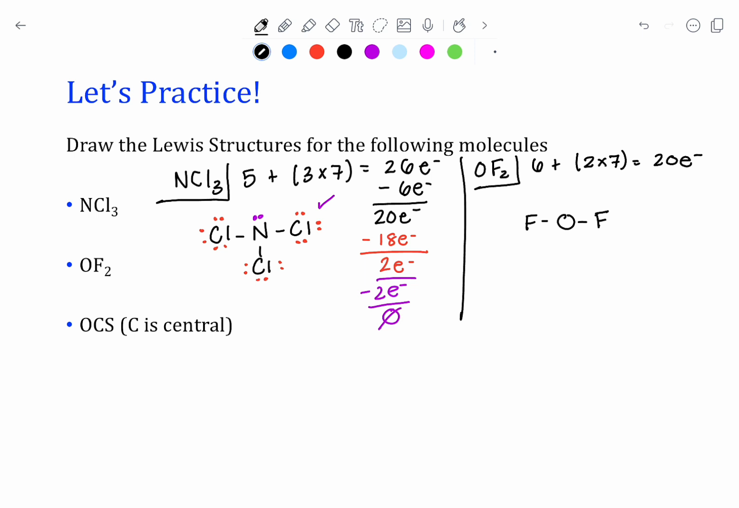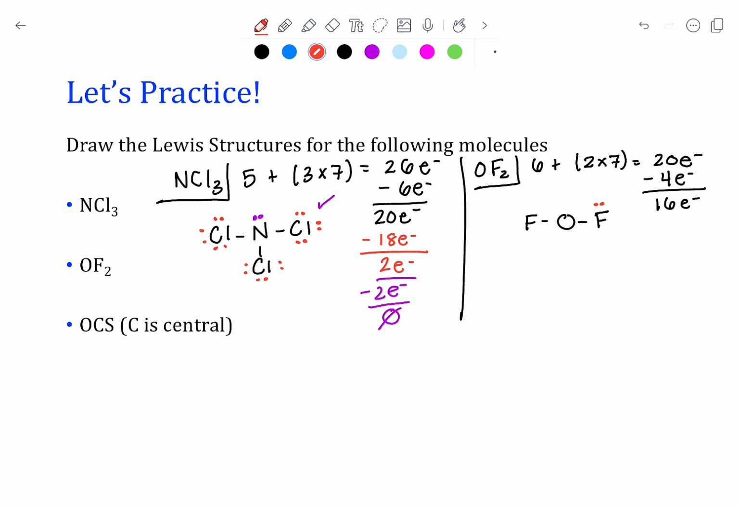I made 2 bonds, so I had to use 4 electrons to create those bonds. So I have 16 electrons left over. I'm going to use those 16 electrons to complete the octets of my surrounding fluorines, because each fluorine right now only has 2 electrons. So they each need 6 more.